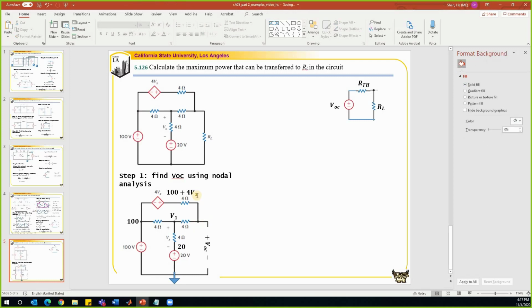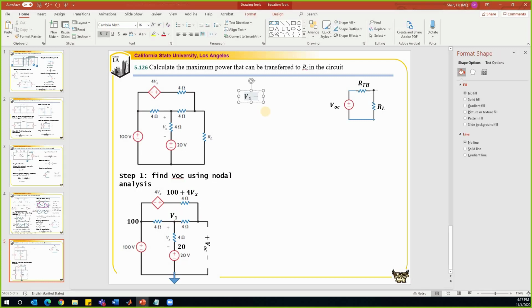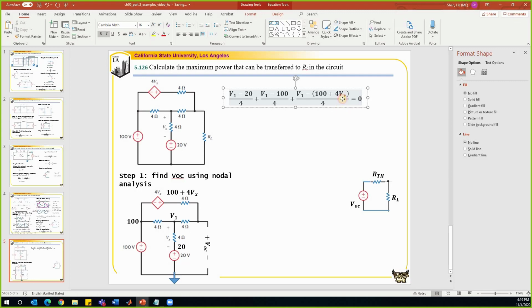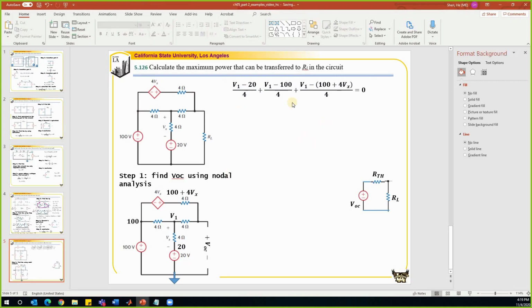So now I get all the nodal voltages. I'm going to write a nodal equation about this node V1. V1 minus 20 divided by the 4 ohm is the current in that branch. The current in this branch is V1 minus 100 divided by 4. The current in this branch is V1 minus 100 plus 4Vx divided by 4. That is equal to 0. So this is the KCL equation.